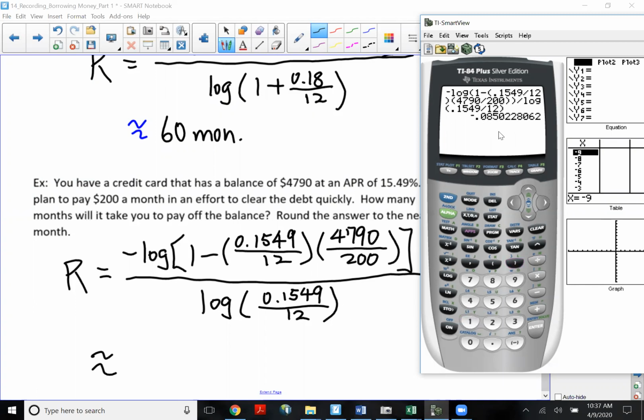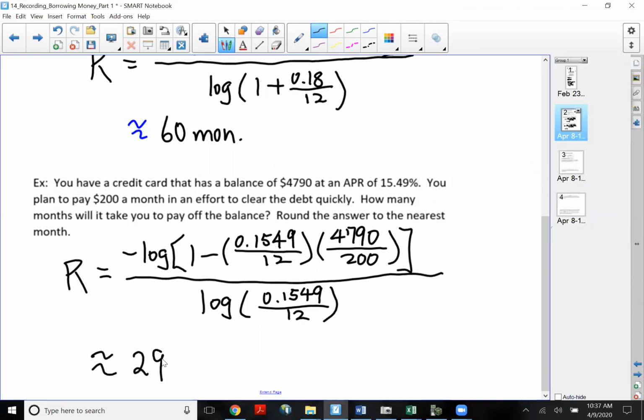Oh, what did I do wrong? I made a mistake somewhere. Oh, I forgot to do the 1 plus. Sorry about that, let me fix this real quick. Divided by log of 1 plus 0.1549 divided by 12. There you go, about 29 payments.